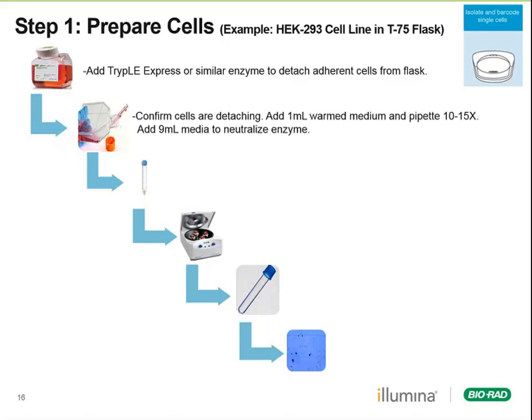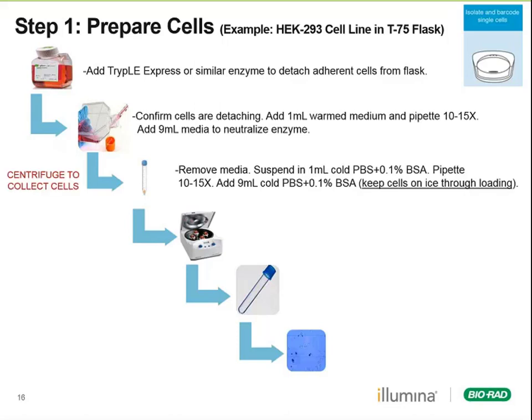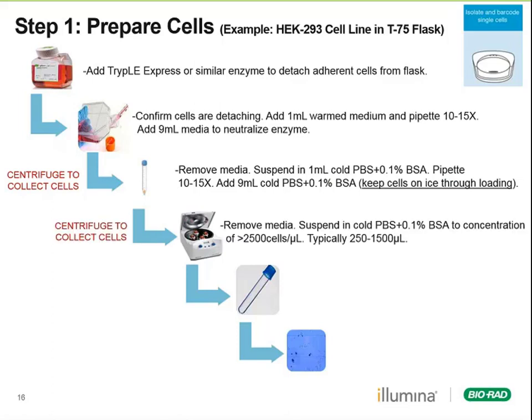We add additional media to neutralize the enzyme. Then we remove it by centrifuging to spin it down, tossing the supernatant and keeping the cell pellet. From here, we're going to suspend in 1 ml of cold PBS plus 0.1% BSA. It's very important from here on out that we keep the reagents cold and keep the cells on ice when possible. Again, we're going to pipette to mix and then bring it up with more cold PBS.